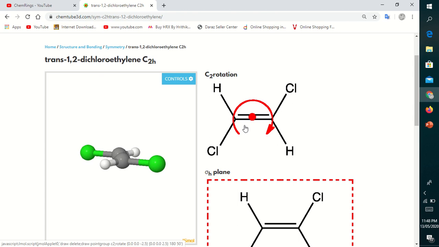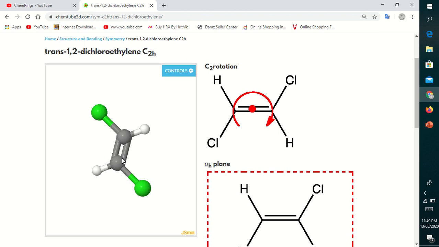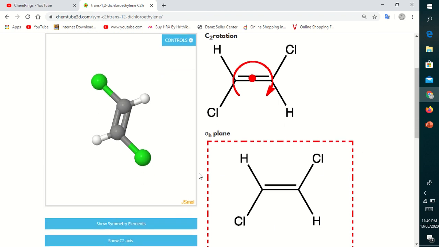Here we can see that there is the C2 proper rotation present in this molecule, and this is the axis of rotation. If you rotate this molecule about this axis clockwise or anti-clockwise, the result would be the same. And the second one was the sigma present in this molecule. I have already told you that there are three types of planes of symmetry that can exist in molecules. The plane of symmetry may be sigma v, vertical, sigma h, horizontal, or sigma d, dihedral.